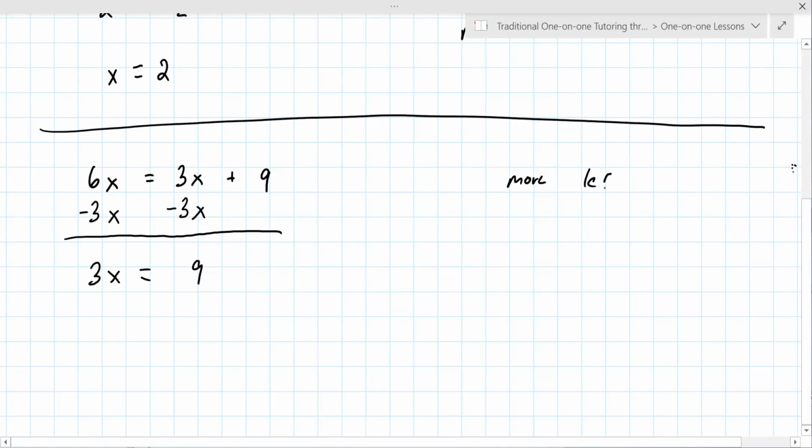Now this 3 is multiplying x. How do you undo multiplication by 3? Divide by 3. So x equals, in this case, 3.